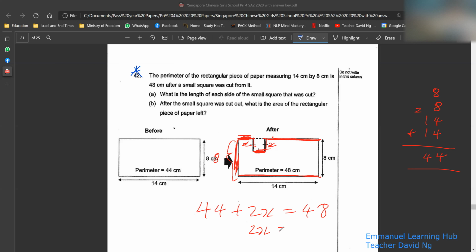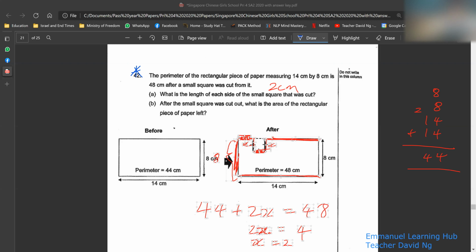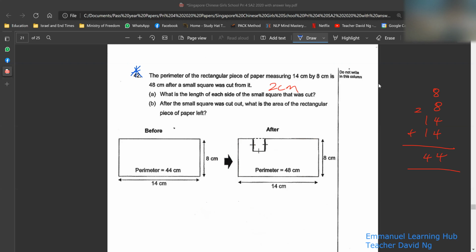So 2x is equal to 4. Do you agree? Yes. So x is equal to 2. So x is the length of each side of the small square that was cut. So the length of each side of the small square that was cut is 2 cm. Okay, that's how you get 2 cm. Any question regarding part A? No. Okay, if no question, I'd like to move on to part B.